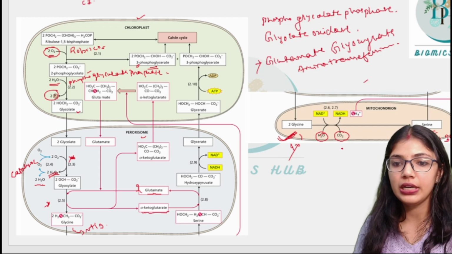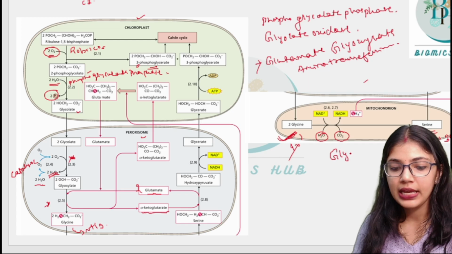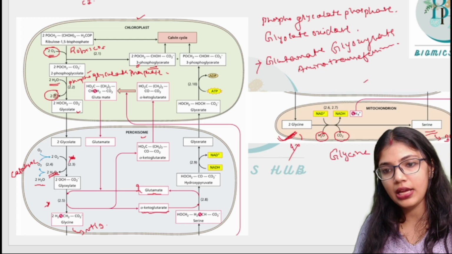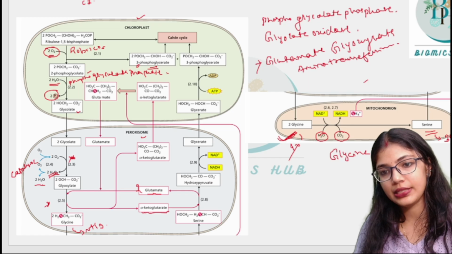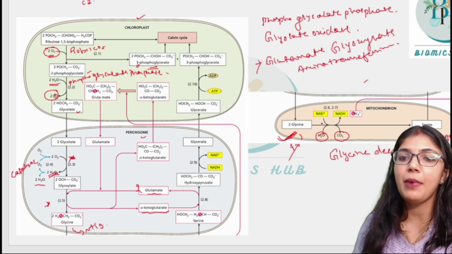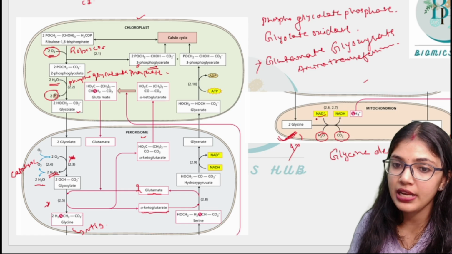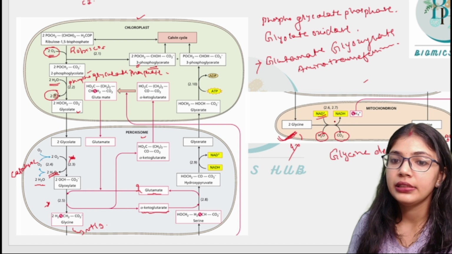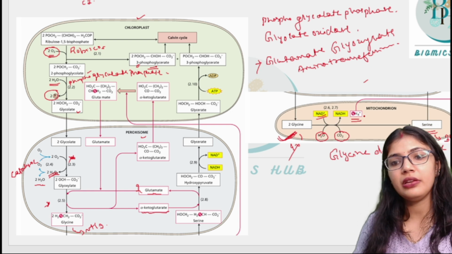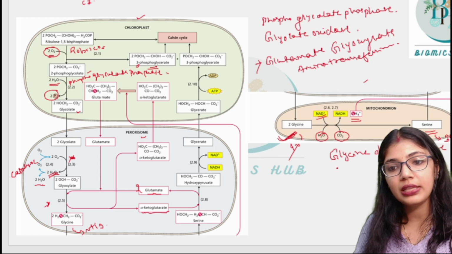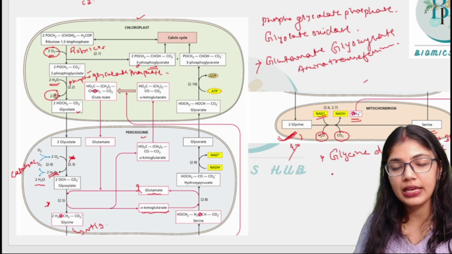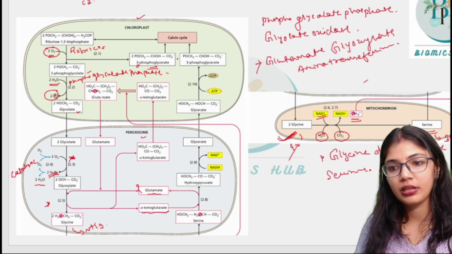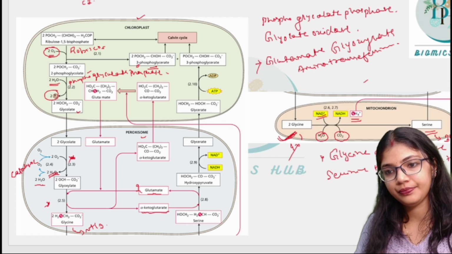Here the enzyme which is involved is glycine decarboxylase. Apart from it, there is conversion of NAD+ into NADH. And the NH4 group is being released. The other enzyme which is working here is serine hydroxymethyltransferase.